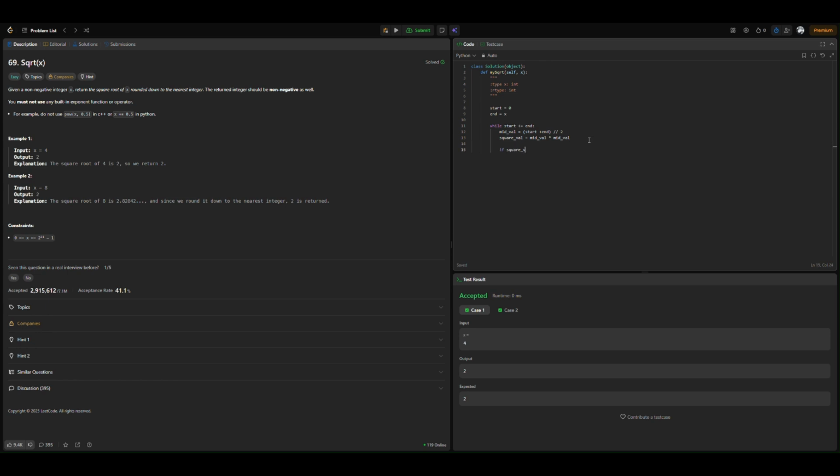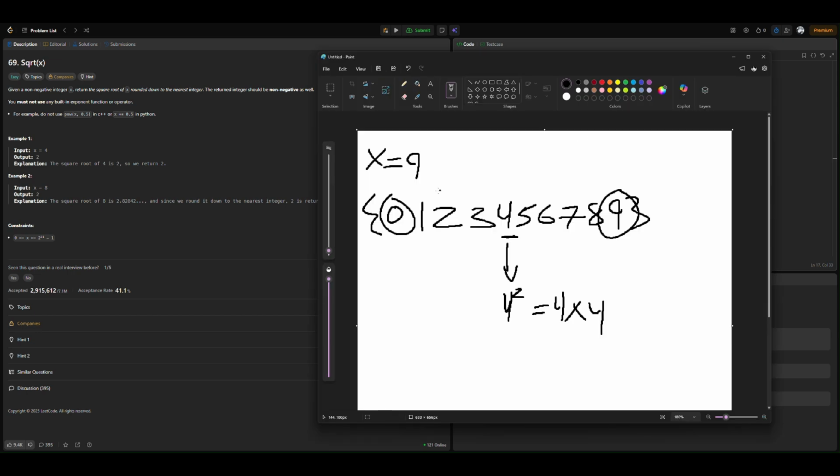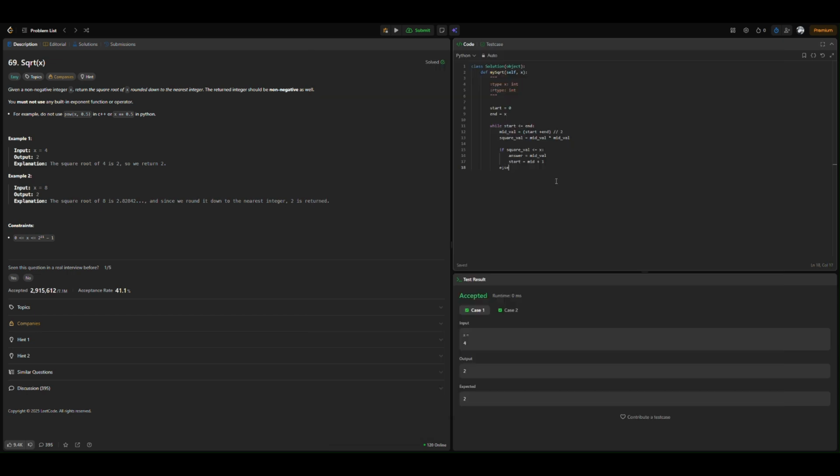Now, if squared value is less than or equal to x, then answer, or whatever variable you're comfortable with, if you don't understand the code yet, just put answer. Answer is equal to middle value. Start is equal to mid plus 1, because remember, we're always moving to the right. Else, we guessed too high, and we need to move our end value. End is mid subtract 1, and we need to return that answer.